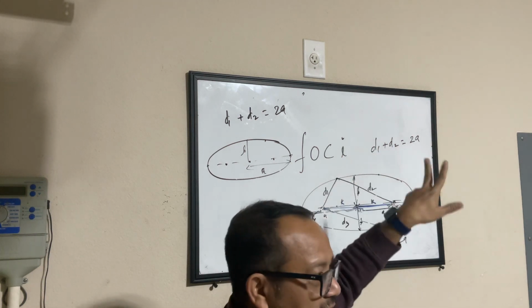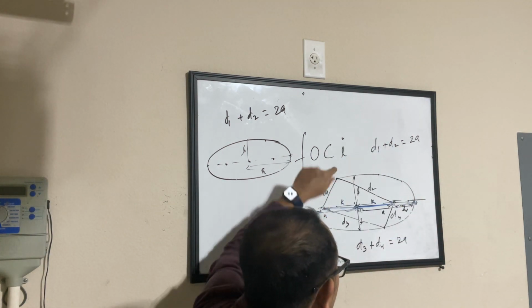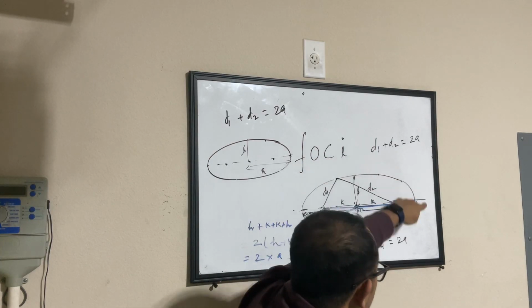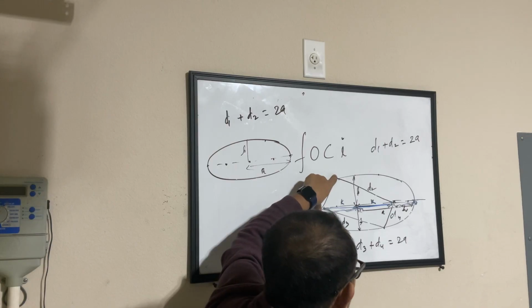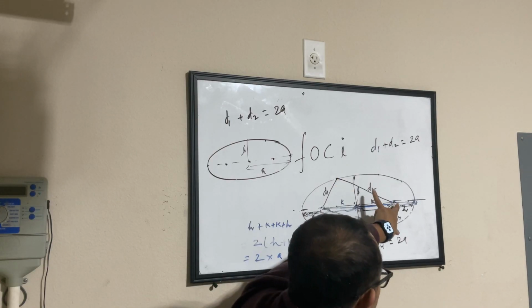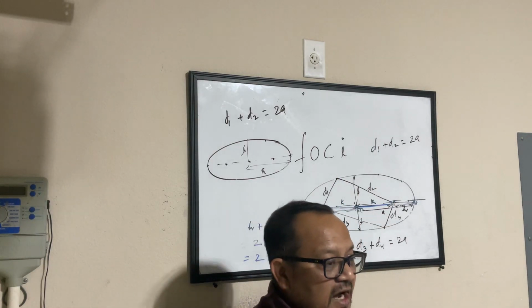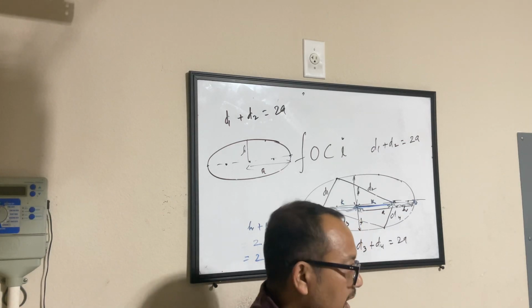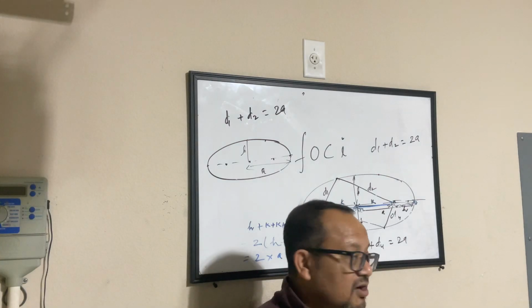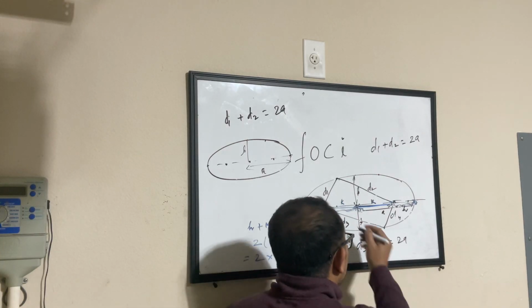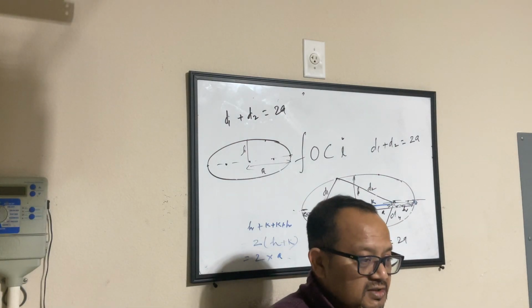foci are two points along the major axis, where if you pick up any point along the boundary of this ellipse, the distance from one foci to that point plus the distance from the other foci to that point will always add up to 2a. And remember this, your foci will never be along the vertical axis or any other place on the ellipse apart from being on the major axis. Yeah?